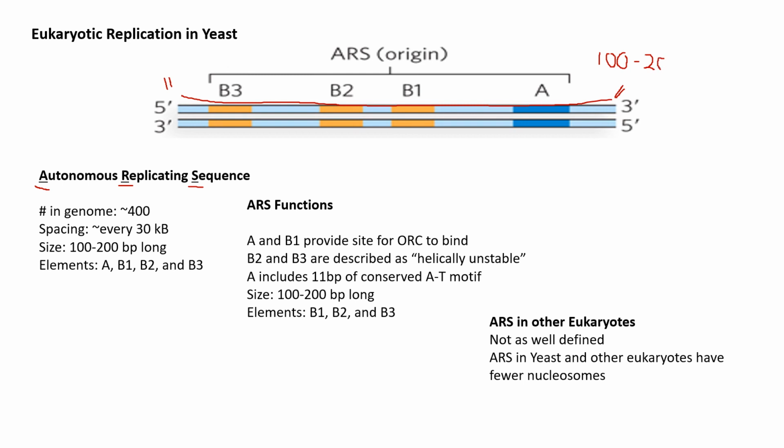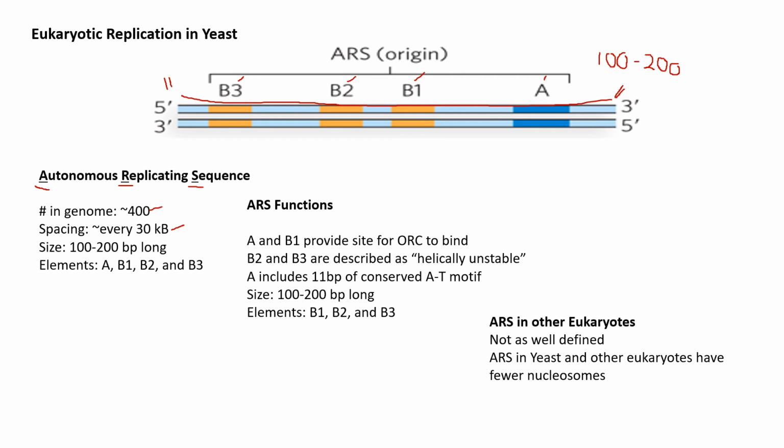And it's composed of 4 sequence regions, domains. Okay, so we have an A domain, we have B1, B2, and B3. Within the yeast genome, there is about 400 ARSes. They're located every 30 kilobases apart. And as I said, they're 100 to 200 base pairs long, with these elements required to make one functional ARS.